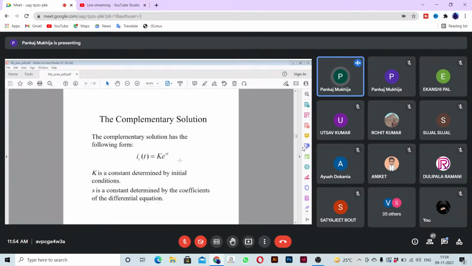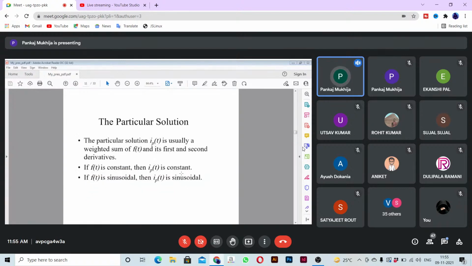The homogeneous solution is also known as the complementary solution. The complementary solution is of this form, k exponential st. Now what is k and what is s, that we will discuss. K is a constant that we will find using the initial condition. This solution of the homogeneous equation is of the form k exponential st. The k we will find from the initial condition, and what is s? S is coming from the coefficients of the differential equation.